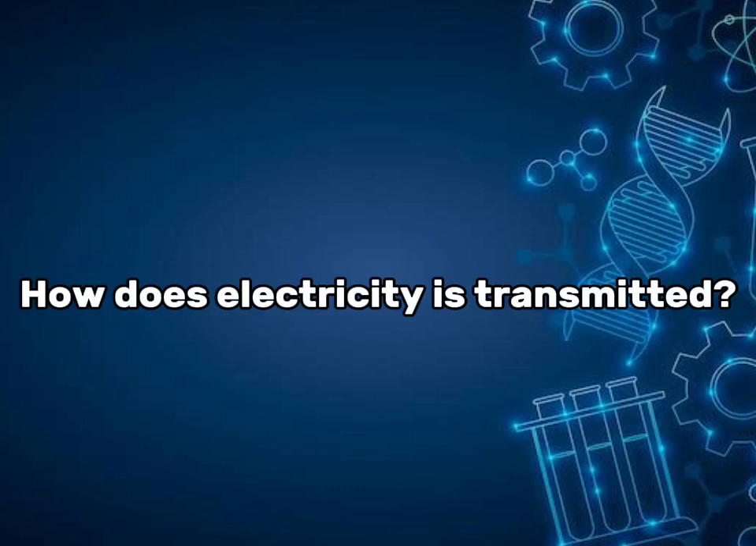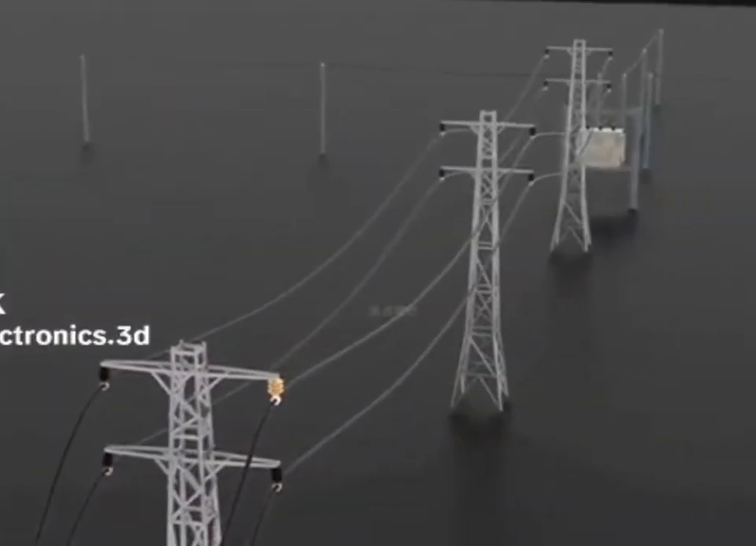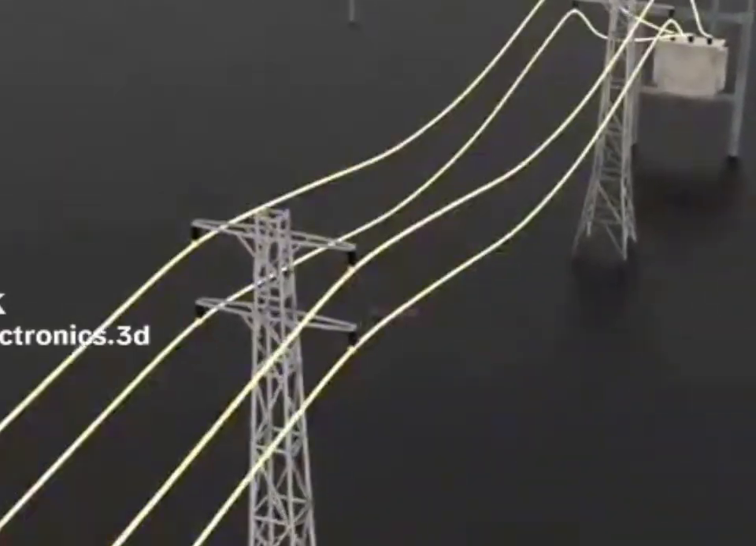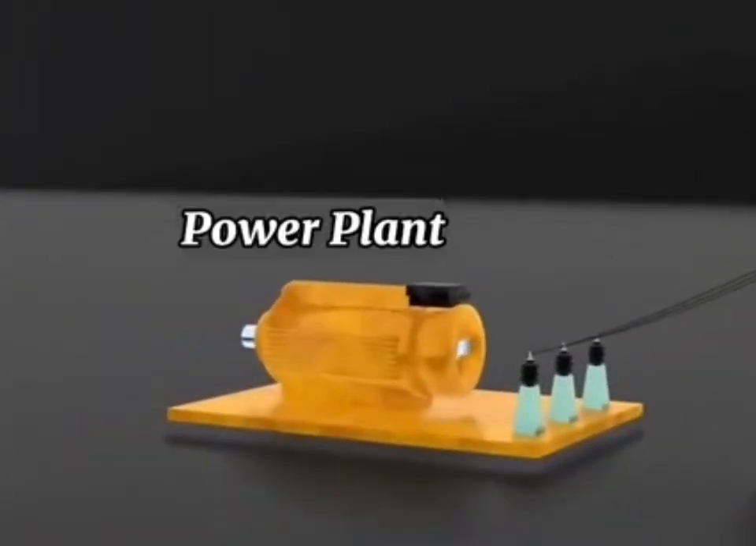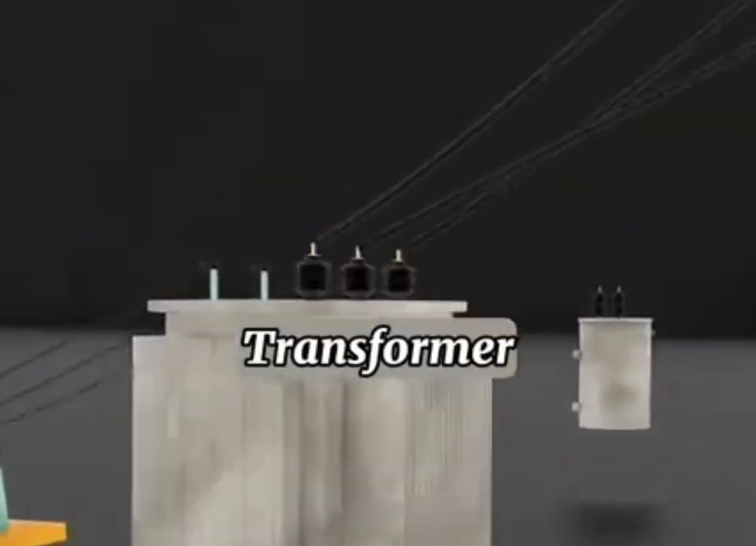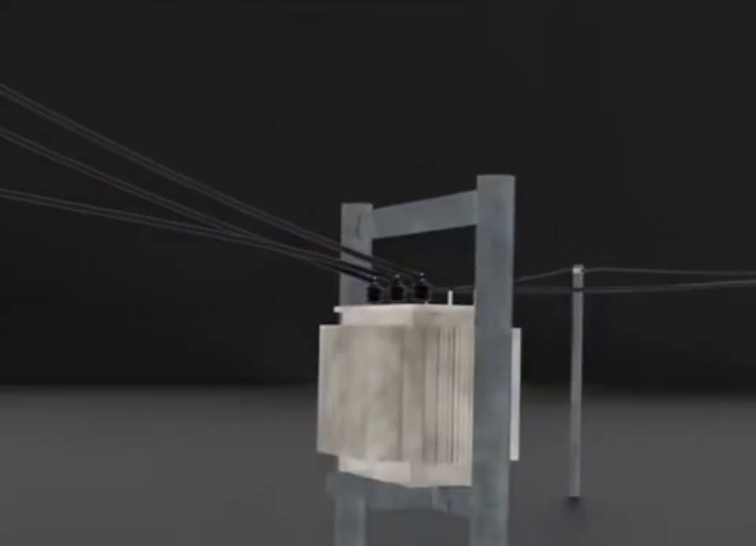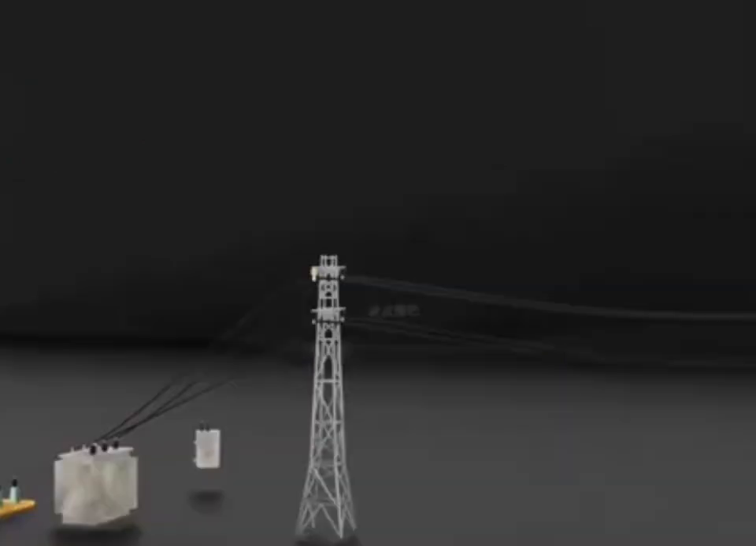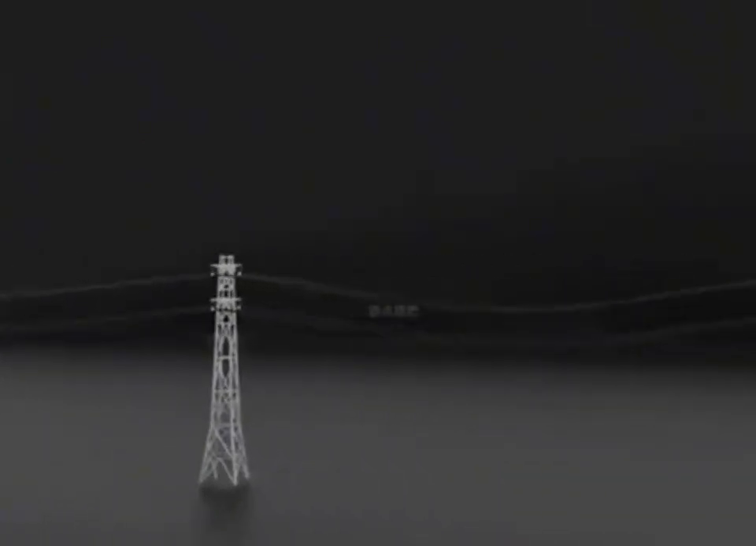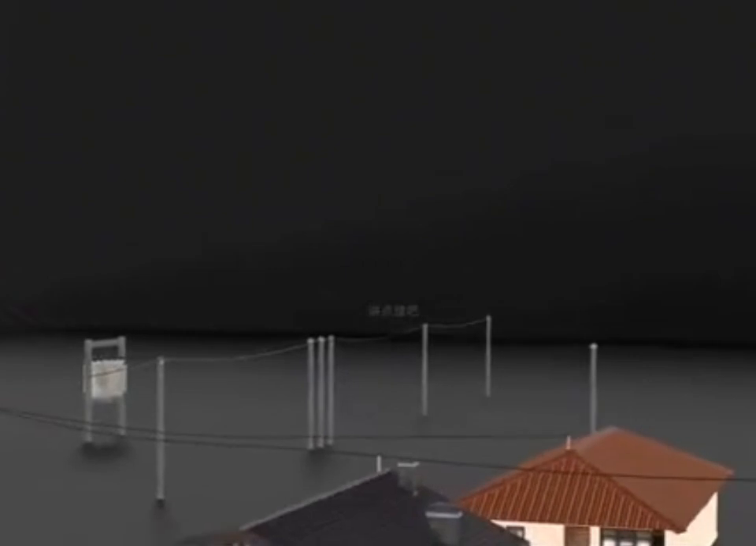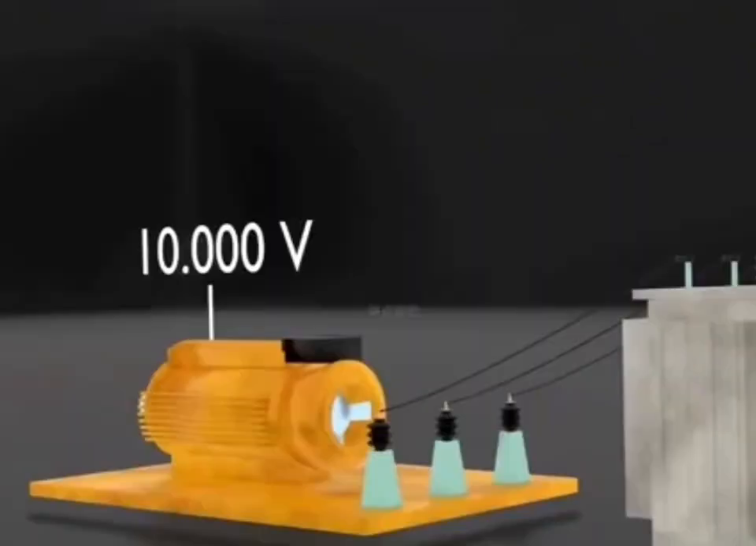How is electricity transmitted? When the electricity is generated, it goes to a step-up transformer. It increases its voltage level up to 400,000 volts to make sure it can cover a large distance while minimizing electricity loss. The electricity is then transferred to high-voltage transmission lines that will carry the electricity until it gets to a substation.